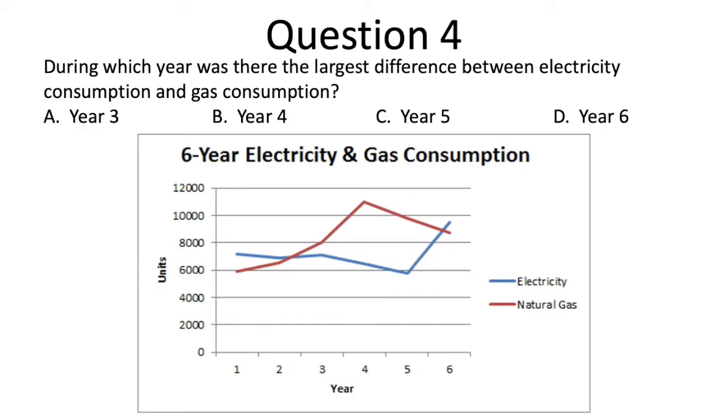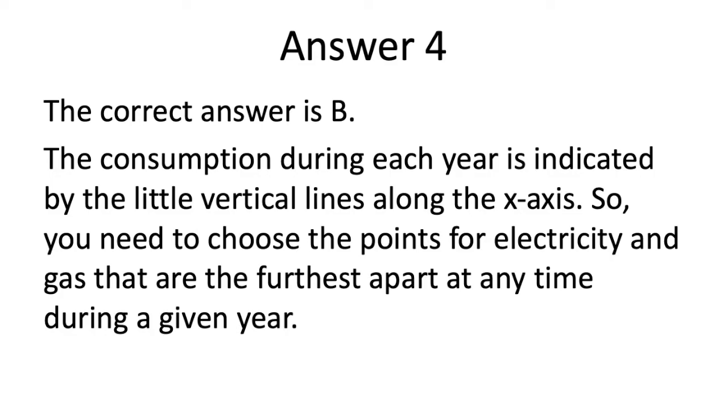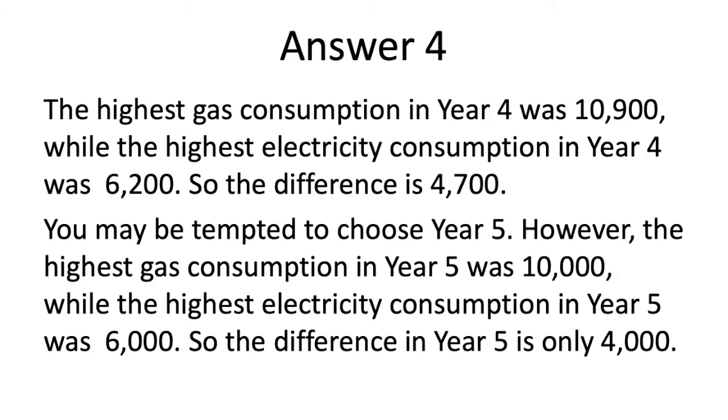Here is the Accuplacer QAS Visual Data Question 4. Now pause to study the graph and answer the question. Let's go to the answer to question 4. The correct answer is B. Please note that the explanation continues on the next screen. Now pause to read the information. Here is the final part of the answer to question 4. Now pause to read the information.